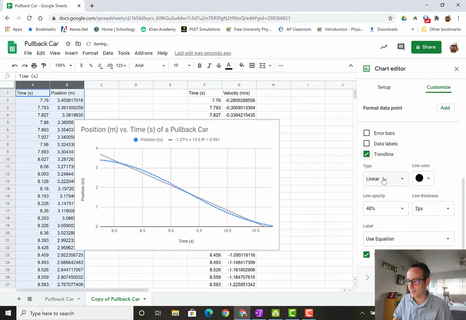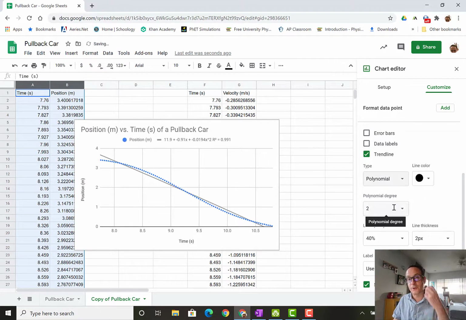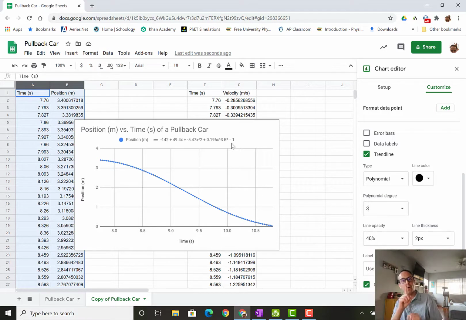I'm going to go again to trend line. Instead of linear, I'm going to say polynomial with a degree of 3, because a cubic function has a degree of 3, right? So there we go. And R squared value equal to 1. That is a good fit. I'm not going to go too deep into this.